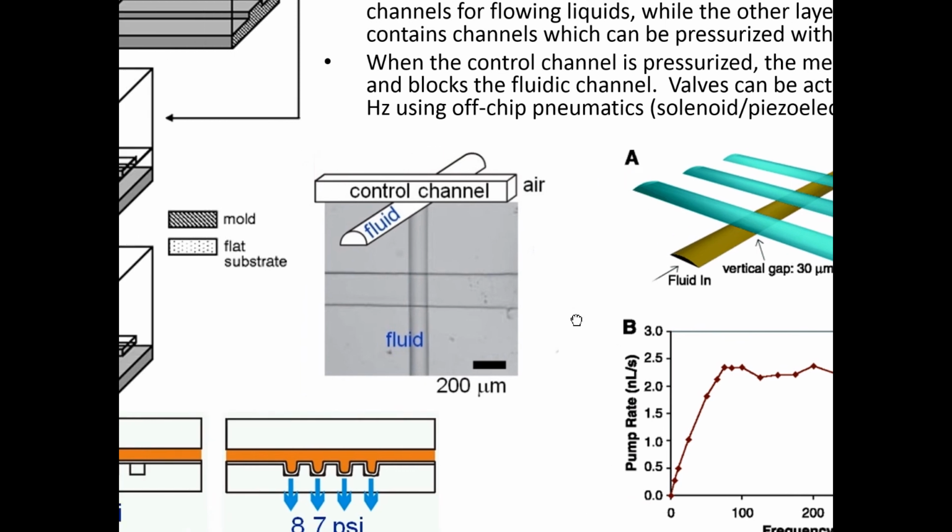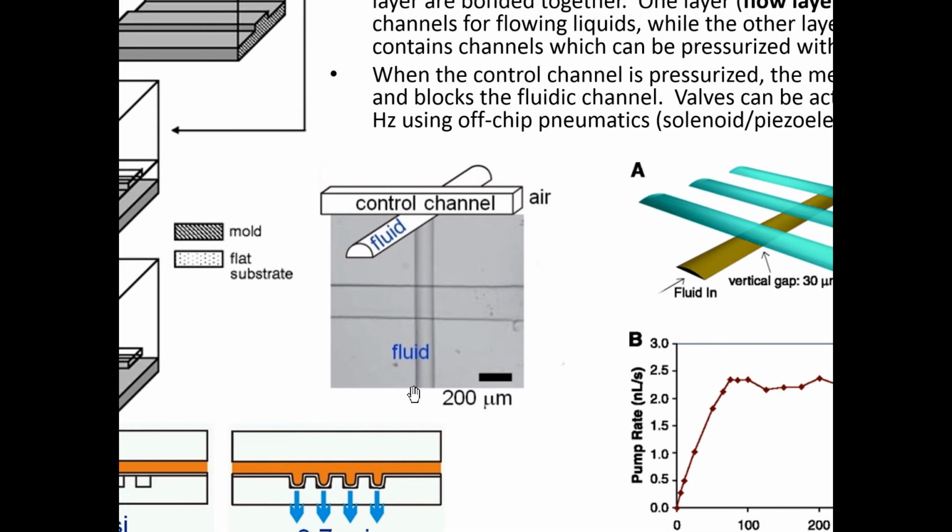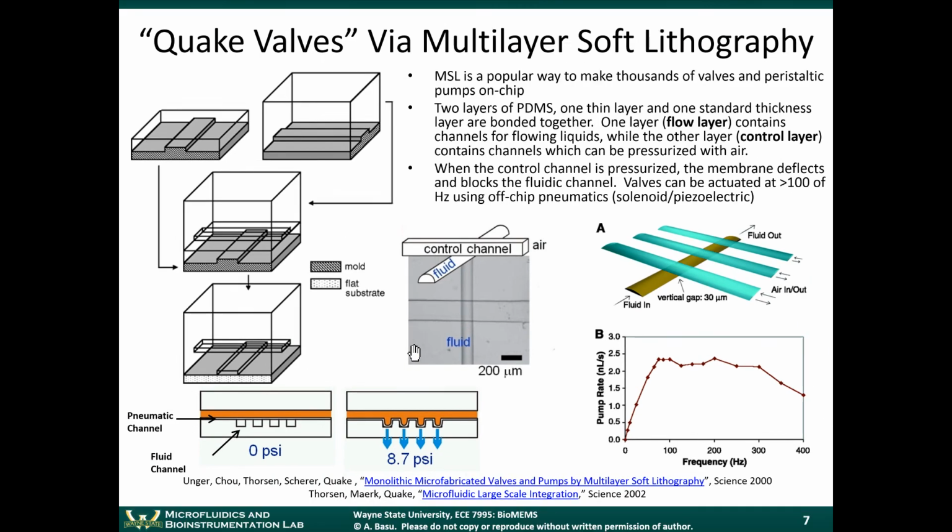Okay, this is another diagram showing the same thing. This is an actual picture of a microfluidic device. When you look at it from the top view, because PDMS is transparent, you can see both of the layers. This is the control layer, and this is the fluid flow layer. Okay, so this is multi-layer soft lithography. I'll show you a little bit about how that's made in a second.